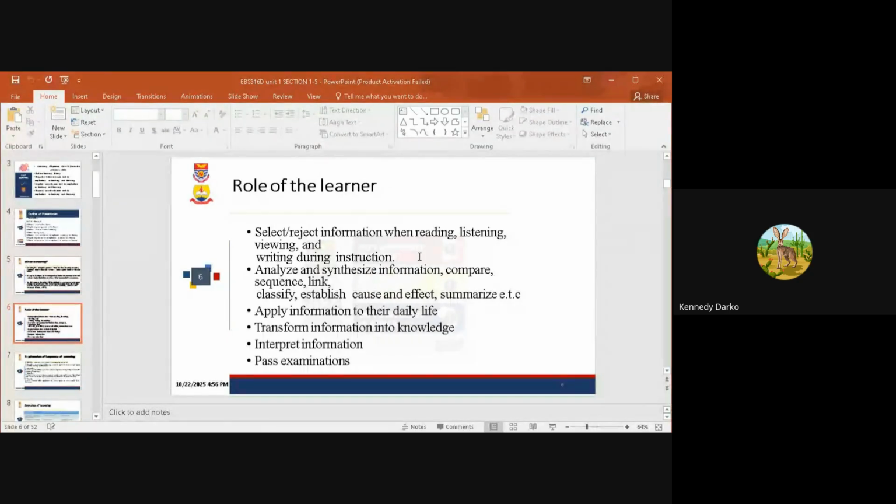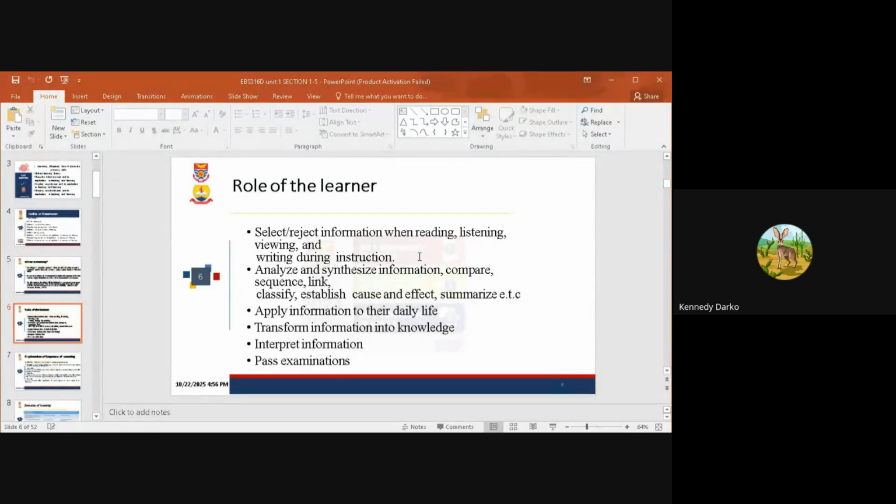He establishes what he's trying to link, the cause and effect of it. Then he also does what we call summary. So after this lesson, all of you can give a summary of what we have discussed today. The learner also applies information to their daily life. The information I'm giving to you, you apply it to your daily life.